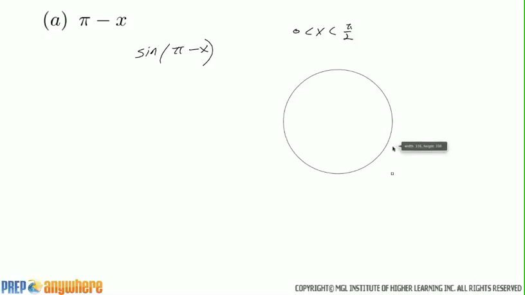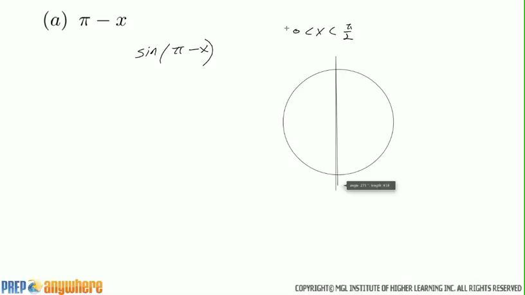So this question is about how can you simplify sine of pi minus x. Now, they didn't say anything about whether x needs to be an acute angle. But for now, let's say x is an acute angle, so x is between 0 and pi over 2. Then I can draw my figure, the circle.